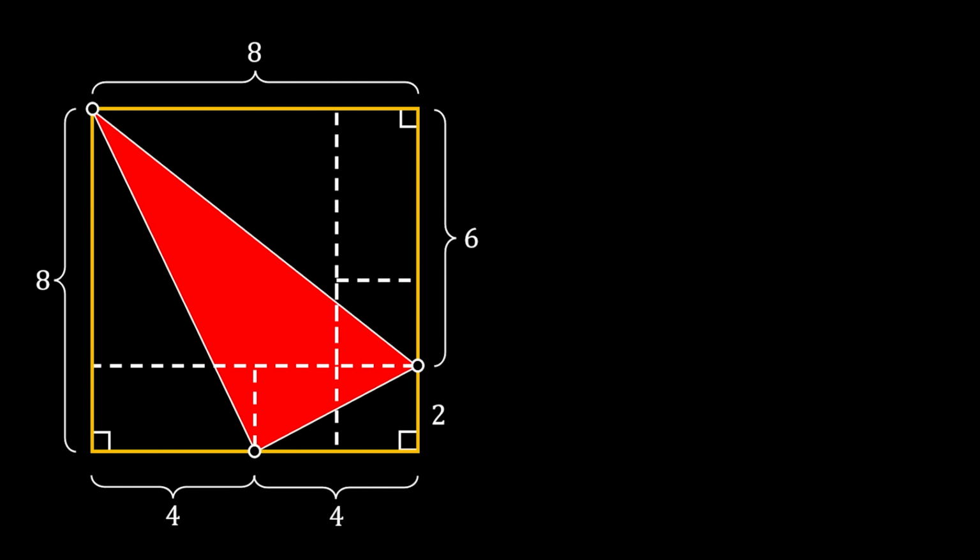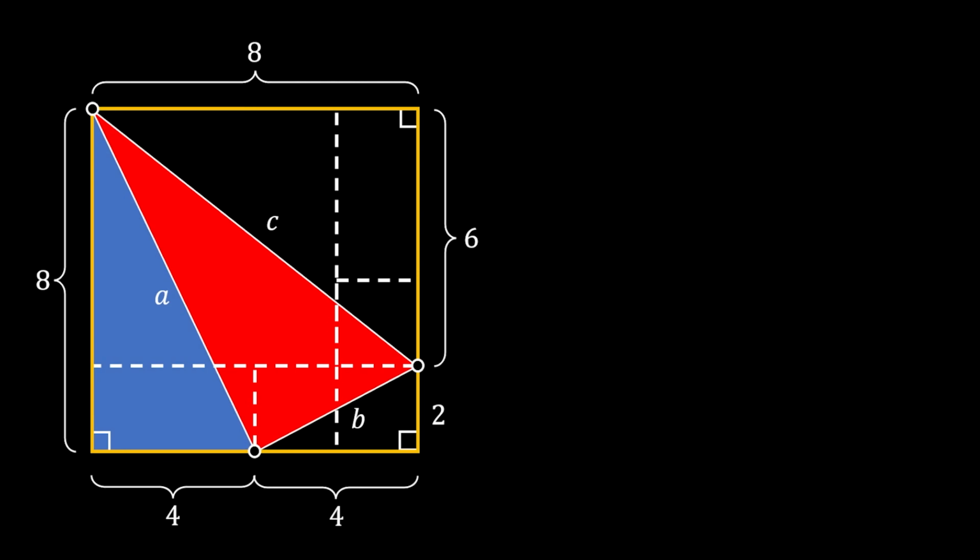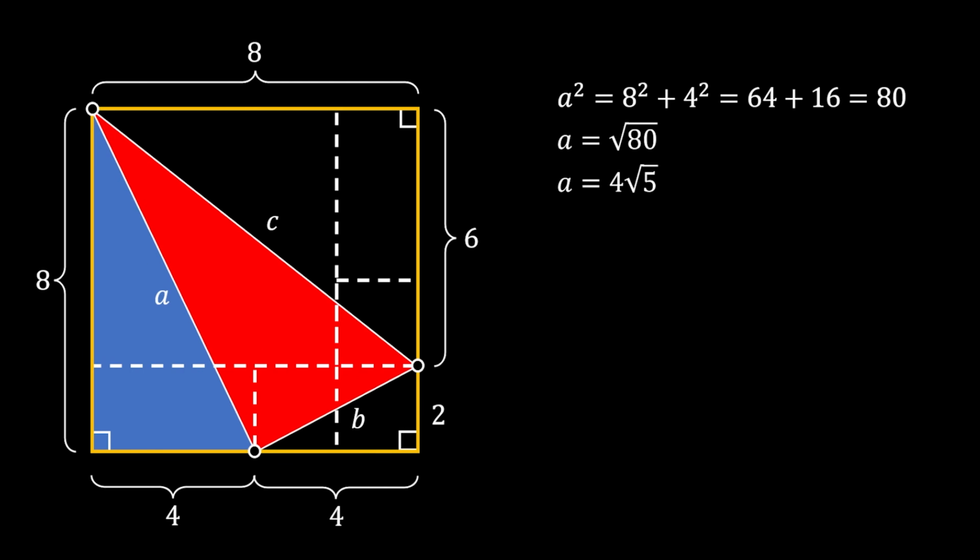For this method we are going to label all sides of our red triangle as A, B and C. Now we can set our attention to this blue shaded right triangle with the hypotenuse A. We can easily find this hypotenuse by using the Pythagorean theorem. So A squared must be equal to 8 squared plus 4 squared, which is equal to 64 plus 16, and that is equal to 80. So that means that A is equal to square root of 80, and we can simplify this to get that A is equal to 4 square root of 5.